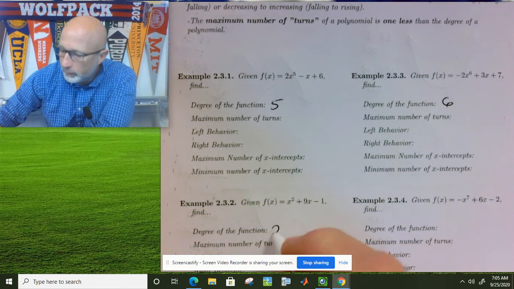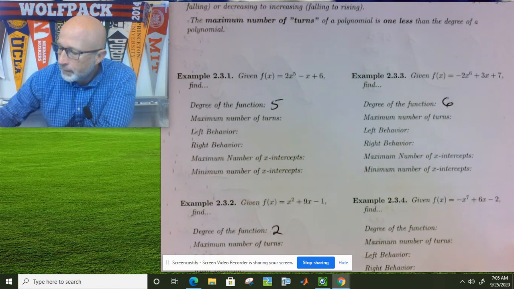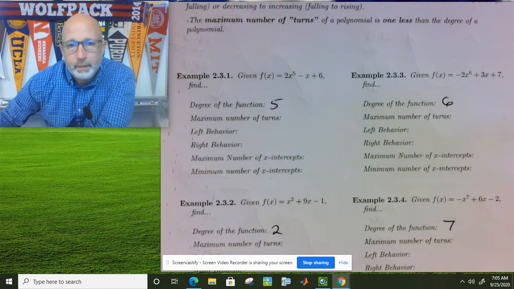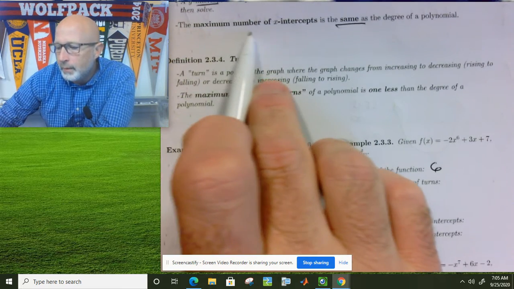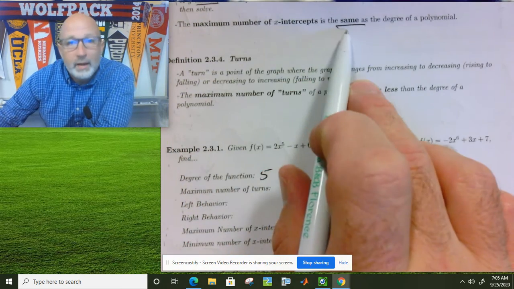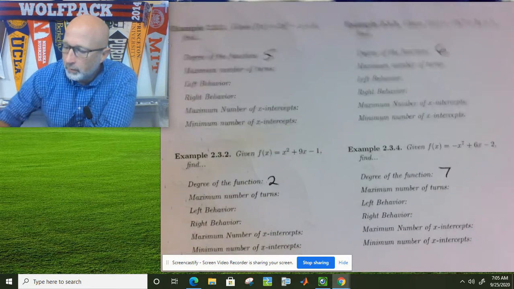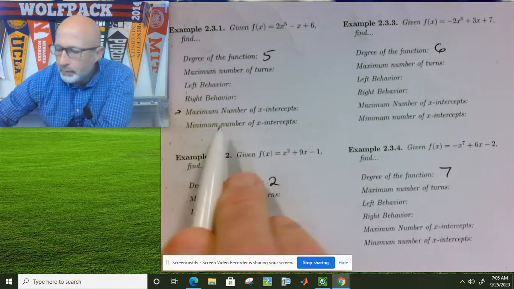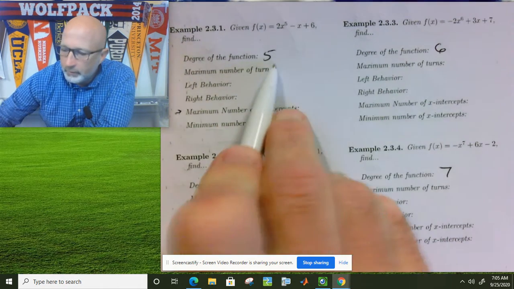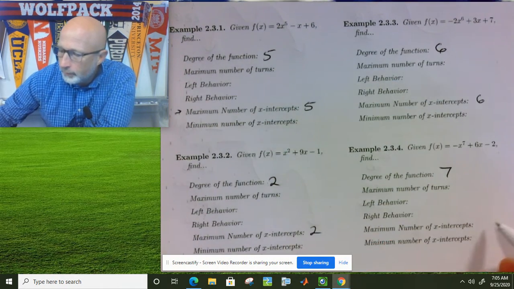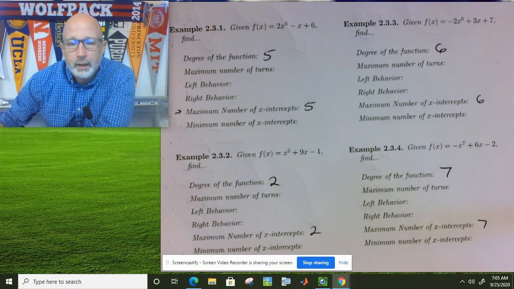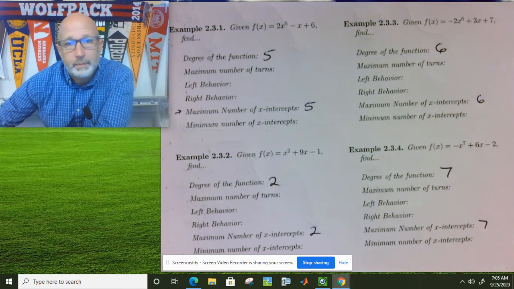In this case, it's 2. In this case, it's 7. Okay? Now, I just talked about what is the maximum number of the x-intercepts. It's the same as the degree. So, right here, maximum number of x-intercepts, same as the degree, that should be 5. This should be 6, 2, and 7. Okay? It's really simple. It's just the same.